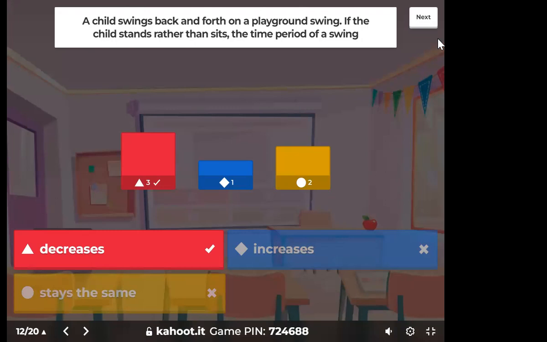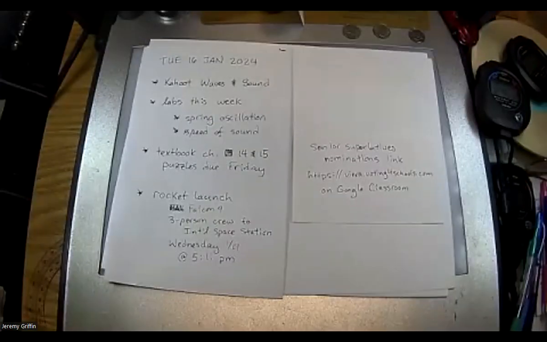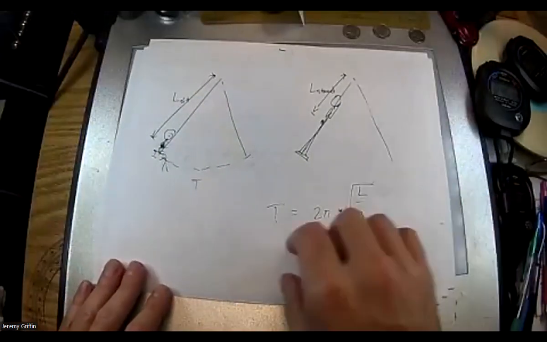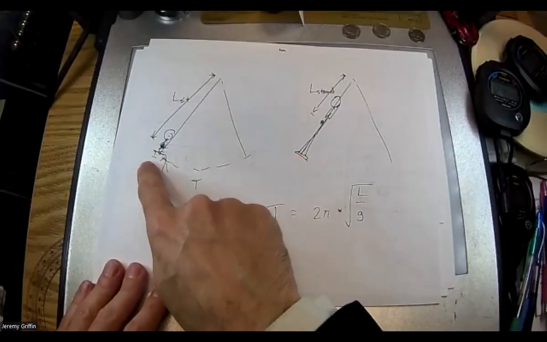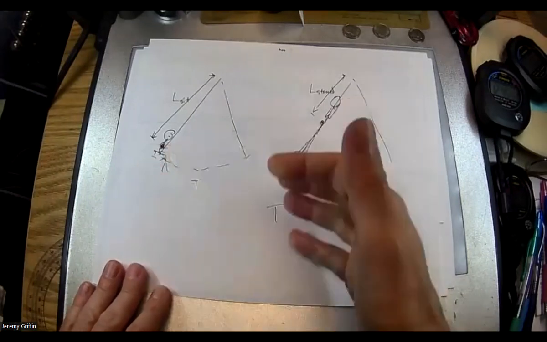Yeah, the time period would decrease. Switch this over here. I'm just gonna throw up some notes from earlier today. Right, looks like this. Here's a couple kids on swings. The sitting kid, the standing kid. Right, and what's the physical difference?